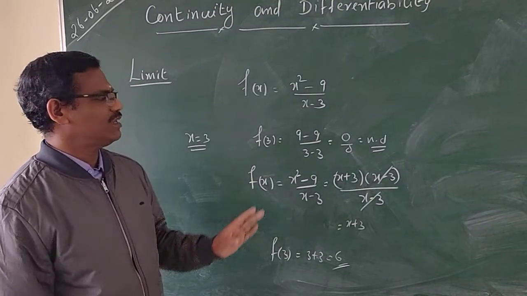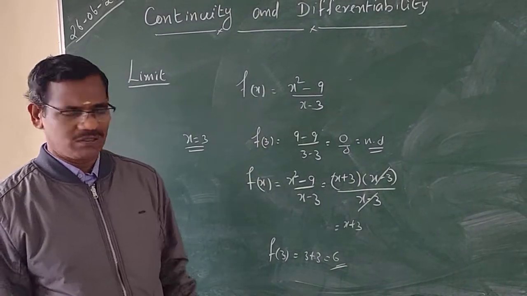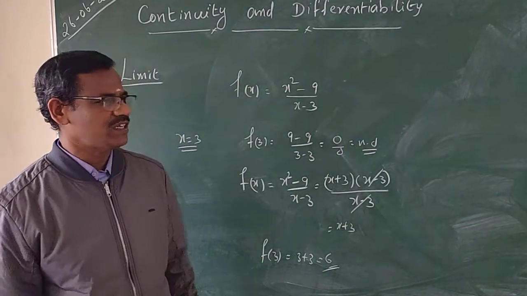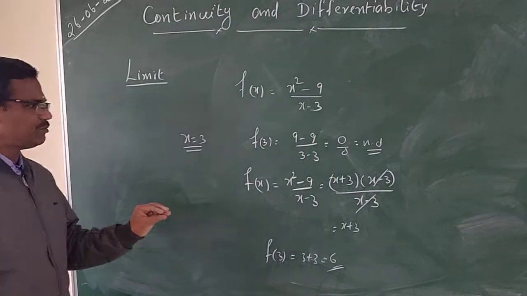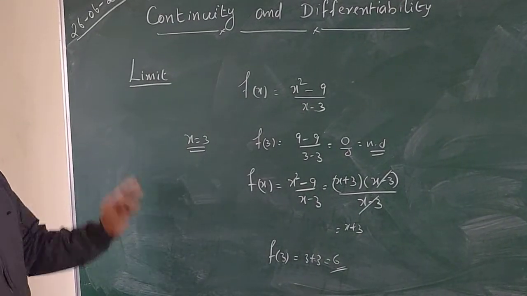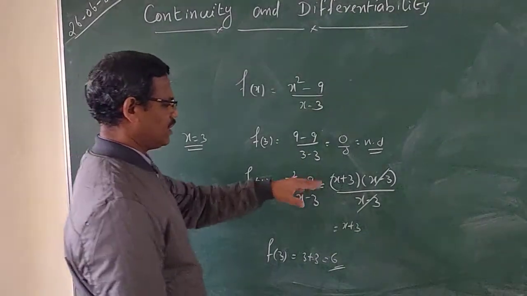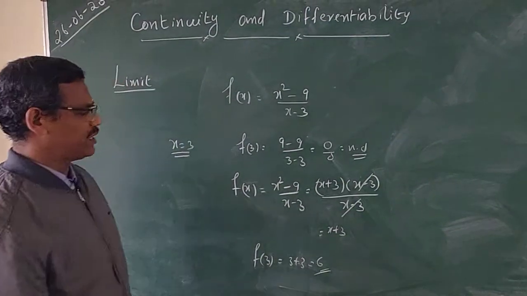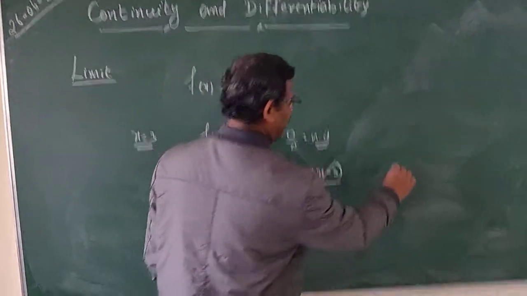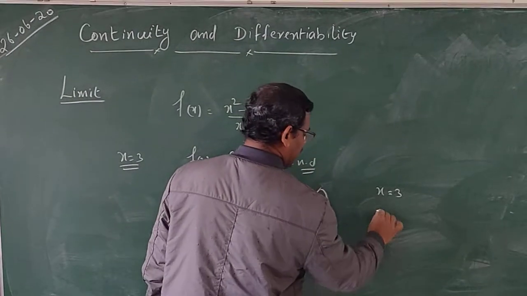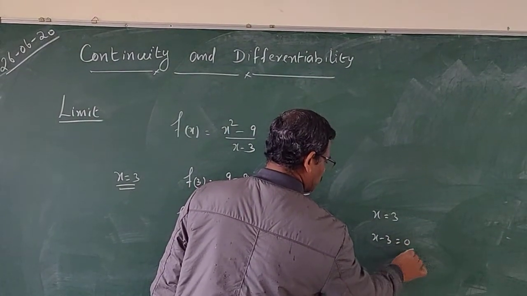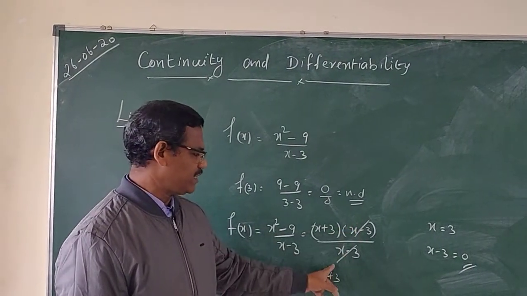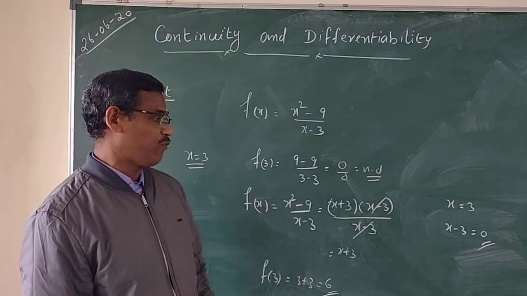Why is the difference in the answer coming? In one method we got not defined, in another method we got 6. That means there is some mistake we have committed here. What is the mistake? I just highlighted it. I cancelled x minus 3 from the numerator and denominator. See, when x is equal to 3, then x minus 3 becomes 0. So here we are cancelling x minus 3 from the numerator and denominator. That means you are cancelling a 0 factor.